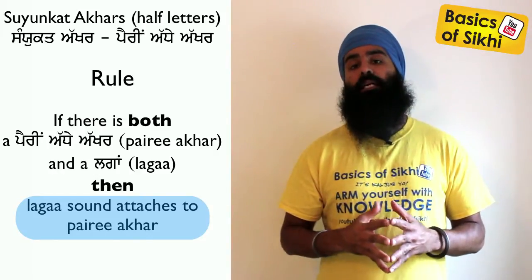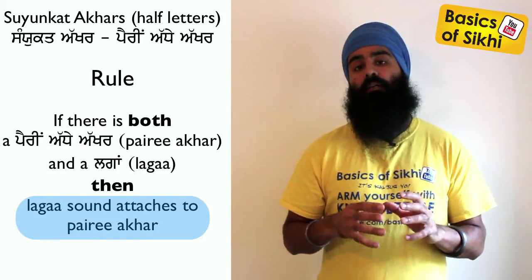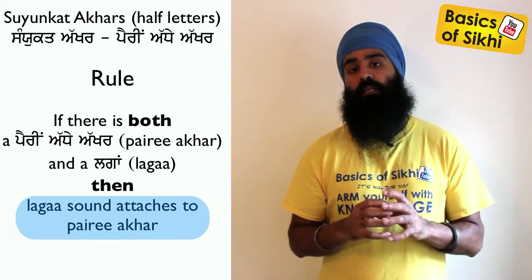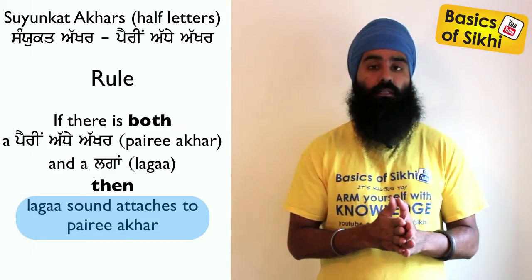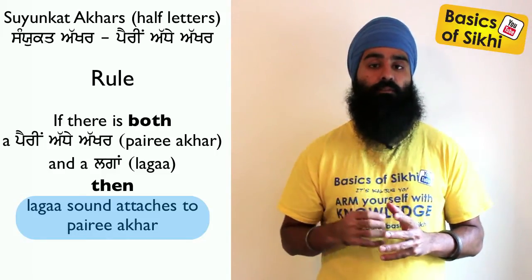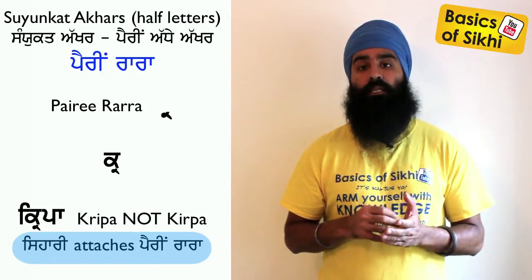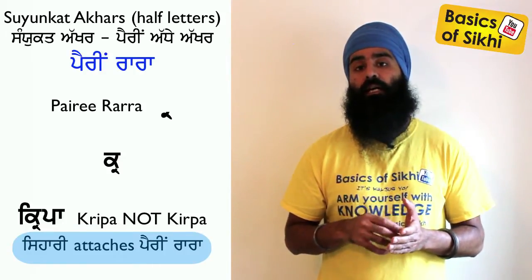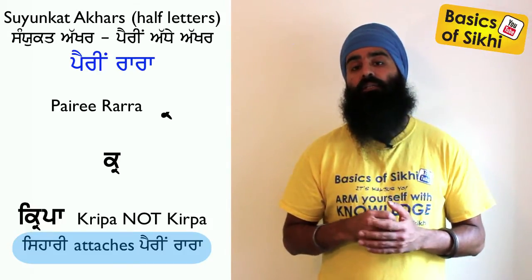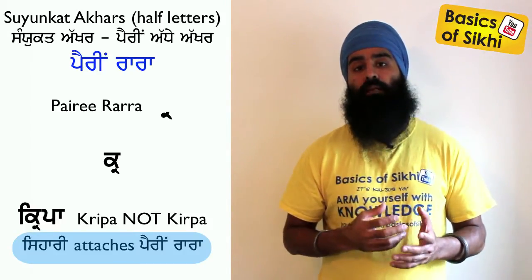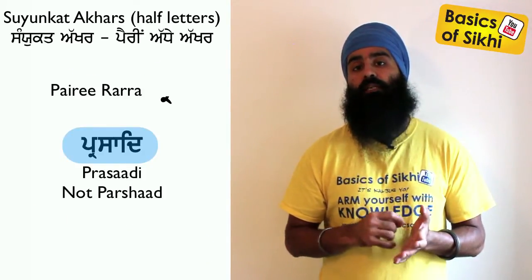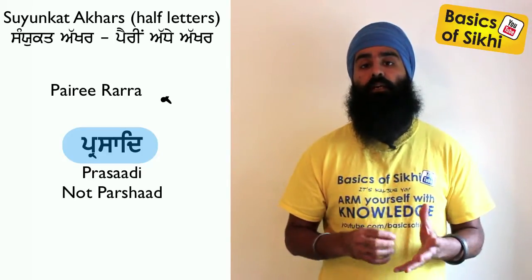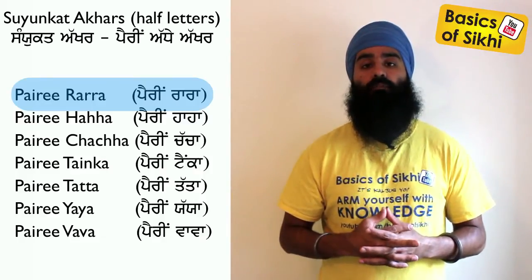Whenever there is a lagaan attached to a word akhar with a Sayunkat akhar attached to it, then the lagaan sound comes attached to the Sayunkat akhar, adda akhar, and not to the main akhar itself. So kre means that the adda rara has a sihari, kre, and then you've got pa, kre pa, not kir pa. So this is just another explanation. So prasad, you've heard that word, that's adda rara in the Mool Mantra itself, prasad, not parsad but prasad. So we're going to go through all of these.